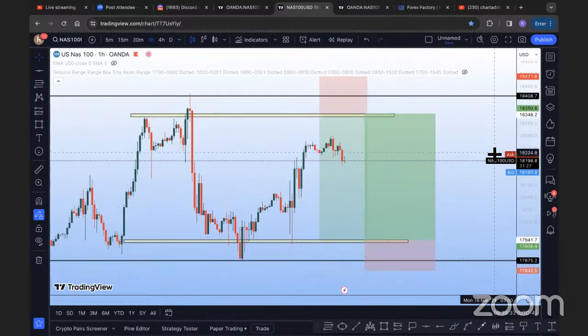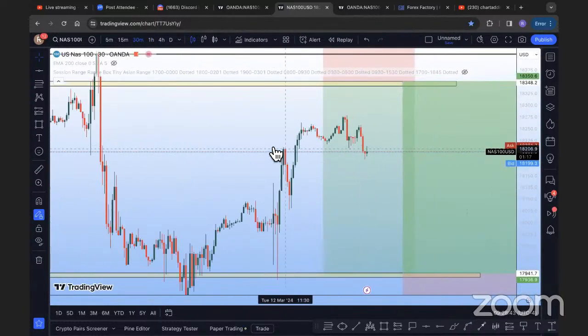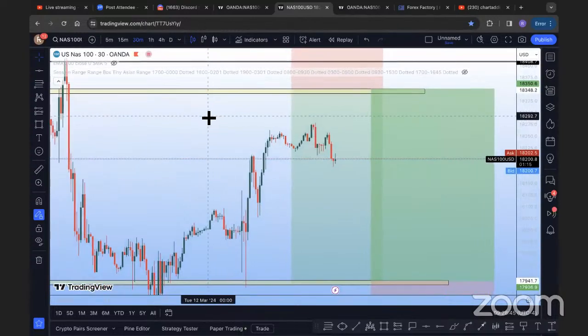TP is the 88.6 on both sides. Entry is 88.6 on both sides. Support, resistance, discount, premium already set. Buy low and sell high, people. This is not rocket science. Now, that's the higher time frame trade idea.